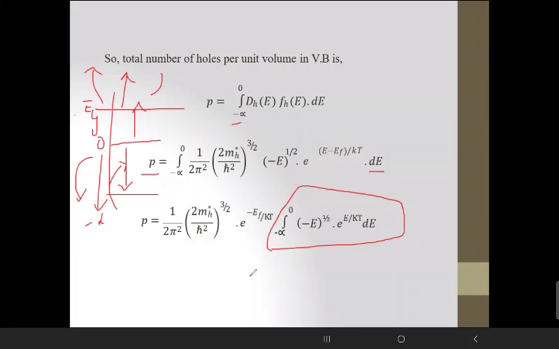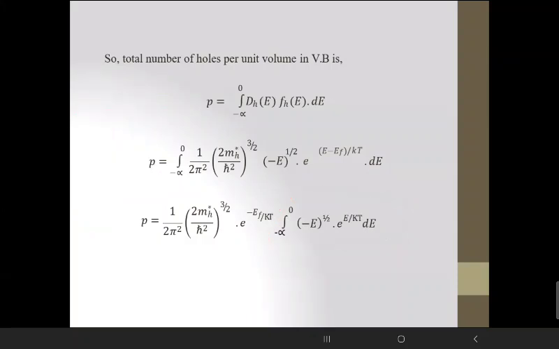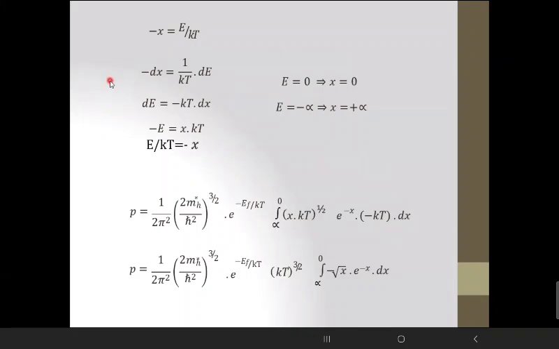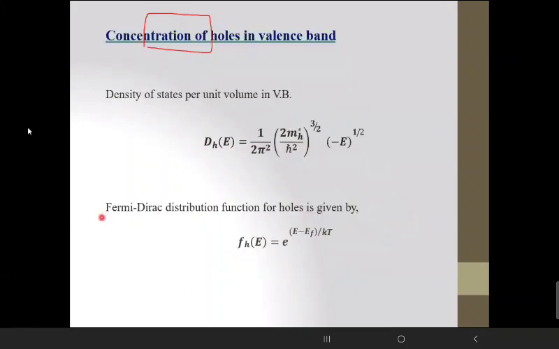Now what is your work? You have to change this dE in terms of dx. But you can't take x in the same way as we did in the previous case, conduction electrons. So you have to take it in a different way. Let me see. Here you need to take minus x is equal to E over kT. But the previous case is what?